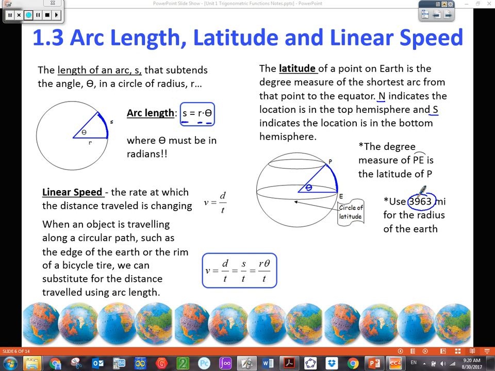And then the third thing that we're going to talk about today is linear speed. We have a formula that goes with that. Linear speed is many times designated with the letter V, for velocity. That's normally what we use for linear speed, V, which stands for velocity. And the formula basically is the distance you travel divided by the time.